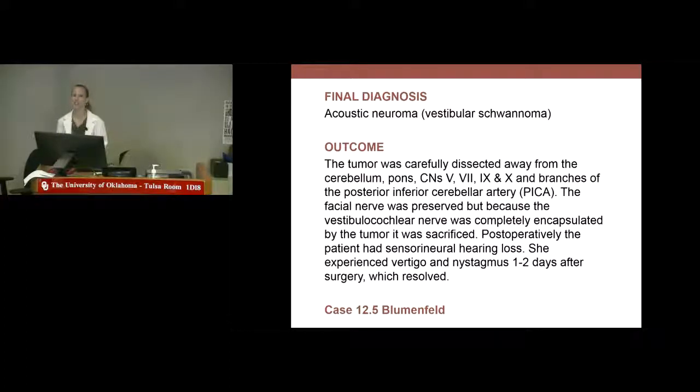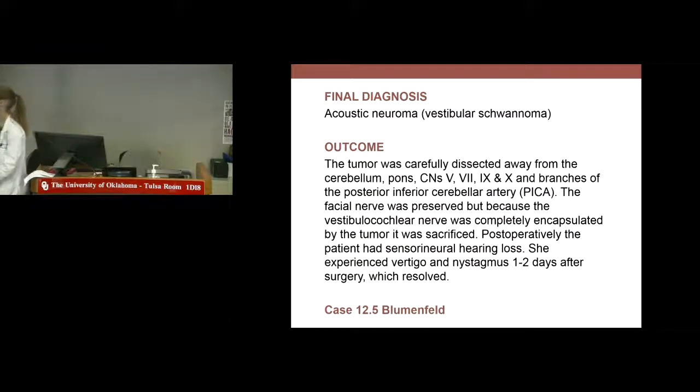Okay, so the final diagnosis was an acoustic neuroma. The neurosurgeons went in and carefully, this thing was big, dissected it away from the cerebellum and the pons. It was actually touching cranial nerves 5, 7, 9, and 10. So can you imagine getting that off of 9 and 10? Holy cow. It was also around some of the branches of PICA. They were able to preserve the facial nerve during the surgery, but just gave it up on the vestibular cochlear nerve and went ahead and cut it off.